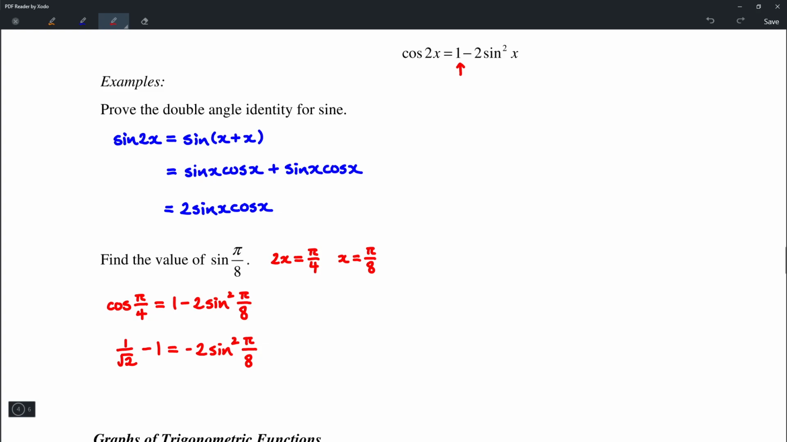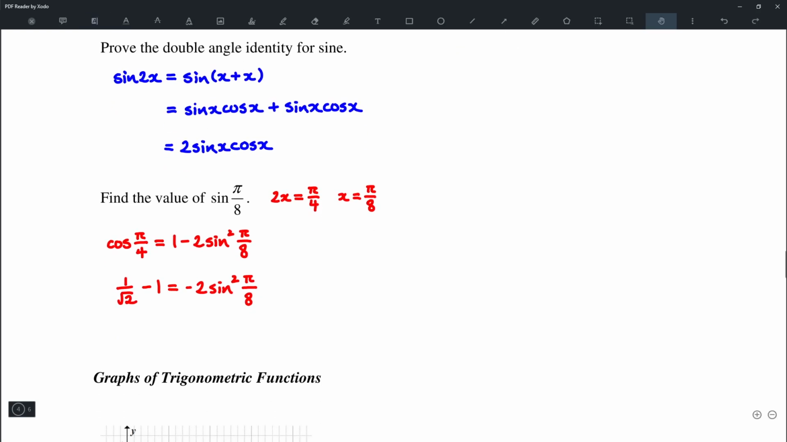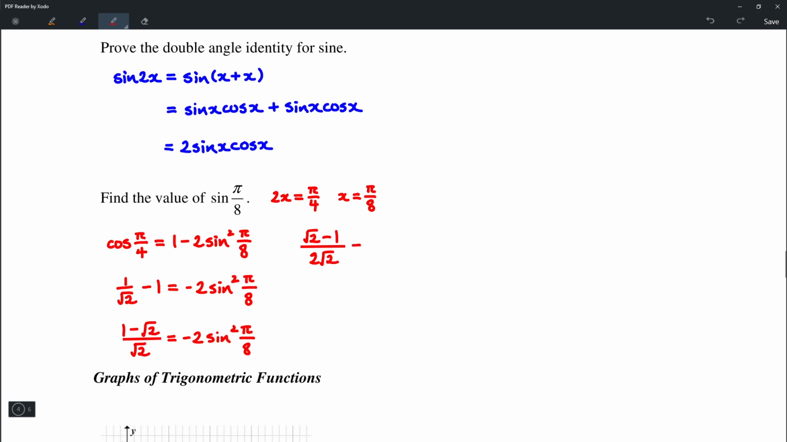Okay, so next we're going to rewrite the left-hand side over a common denominator. So we can have 1 minus root 2 all over root 2, like so. And then the right-hand side stays the same. And then we're going to divide both sides by negative 2. So we'll have root 2 minus 1 all over 2 root 2, and that's going to be equal to sine squared pi over 8.